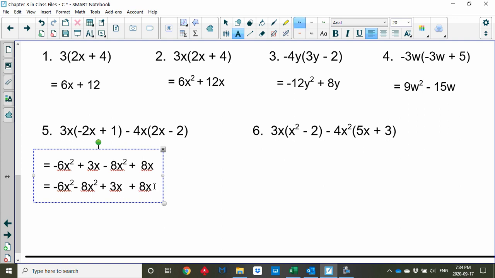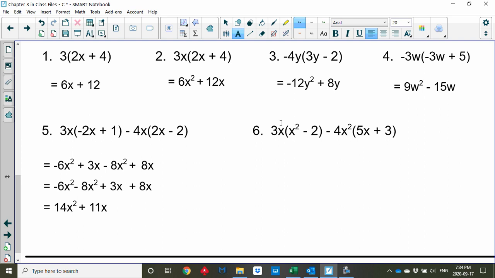And now let's just simplify this. Negative 6 of these X squareds, take away 8 more. Well, that leaves us with negative 14 of these X squareds. Copy, paste. And 3 plus 8 is 11 of these X's. And we're done.